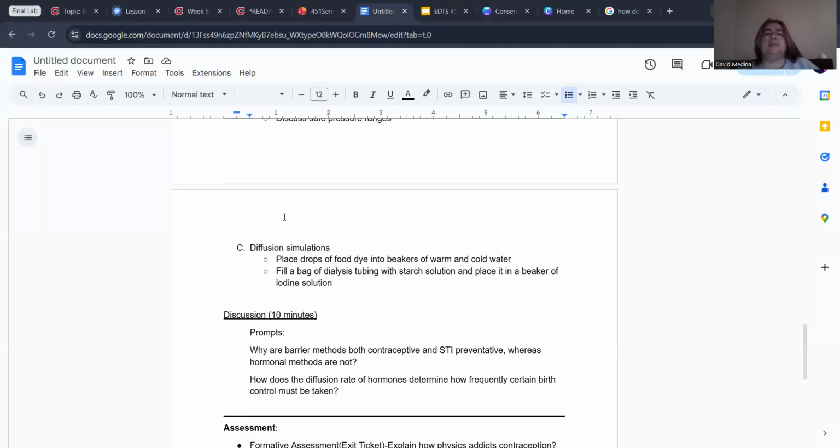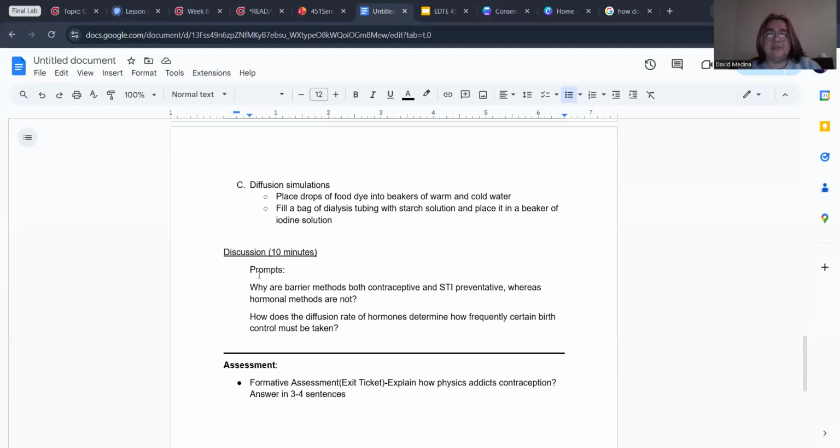And then another one I could have is filling a bag of dialysis tubing, which is a permeable tubing, with a starch solution, like cornstarch, and placing it in a beaker of iodine. The iodine is able to seep through the permeable barrier, and the starch isn't able to leach out. So in there, they mix and create a very dark solution surrounded by a lighter solution on the outside. We can see why it's important to choose the correct materials, and get a better visualization of diffusion. And we could do a quick little discussion afterwards.